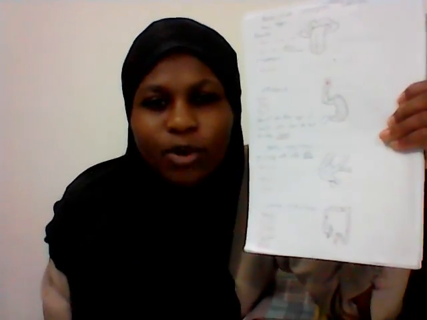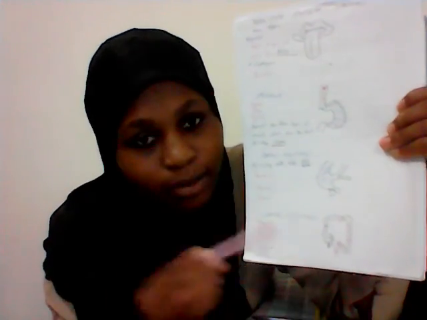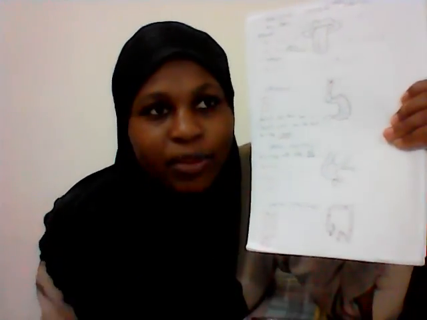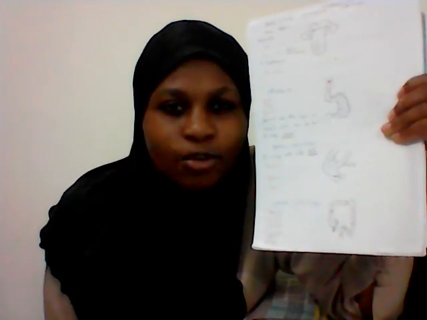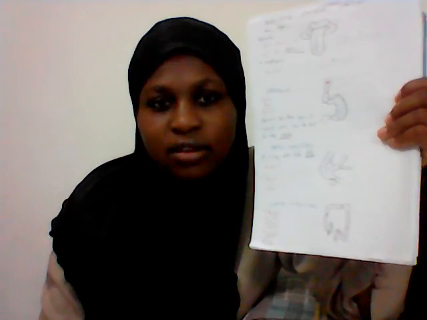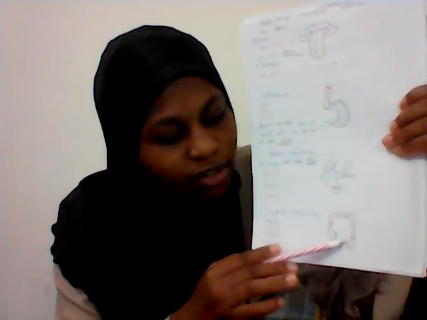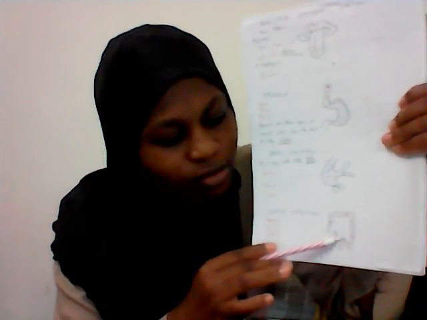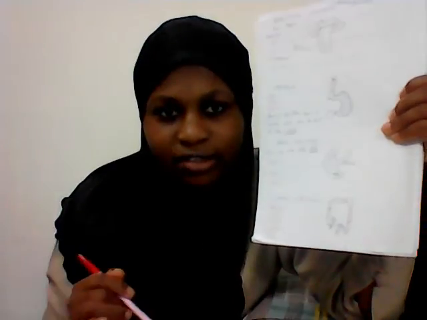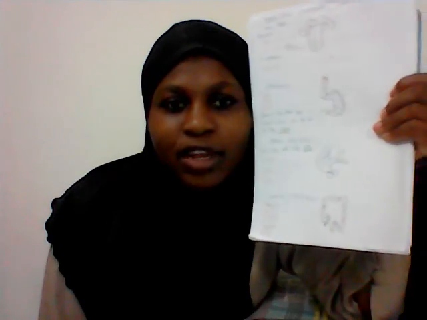After descending it goes sigmoid. Sigmoid is Latin for S, because the sigmoid is shaped like an S. Here the food is now in a form that we can call stool. The entire process we are forming feces. So now it's moving through this S, and after it goes to the rectum. Rectum is like straight. And that is the last part of the large intestine.